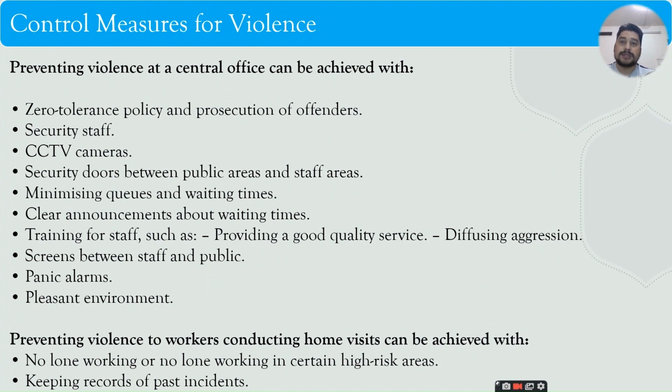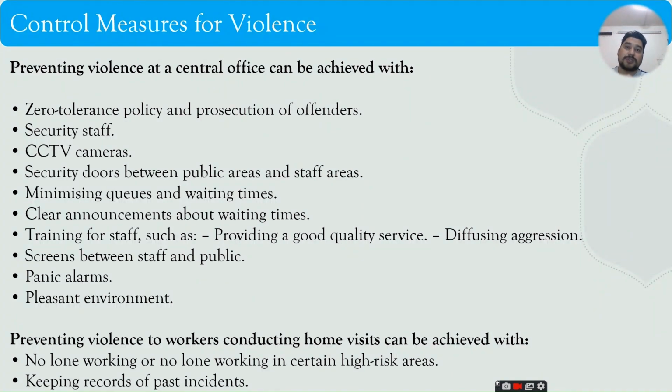Preventing violence to workers conducting home visits, such as medical staff or other staff who need to do home visits. No lone working in certain high risk areas. First of all, you need to identify what type of areas the people are going to visit. Before they visit, they need to inform their colleagues and keep a log. They should fill in where they are going, what time they are going, what time they will reach, what time they will come back, what the work is, and with whom they are going. So all this information should be there.